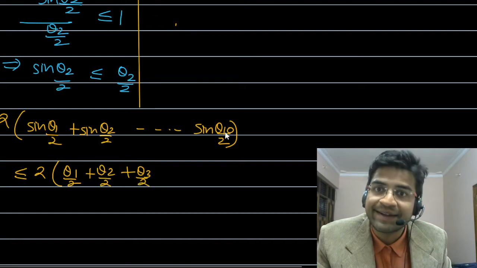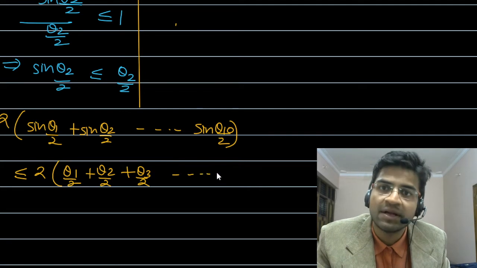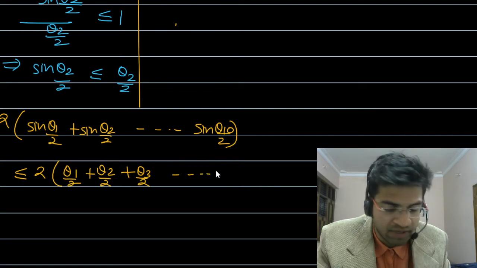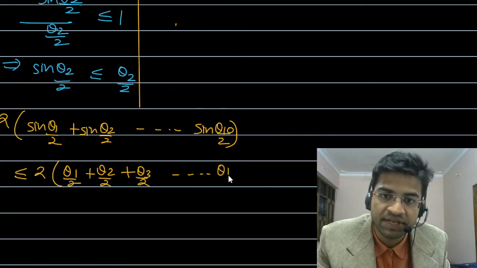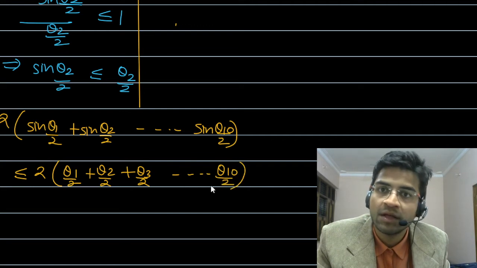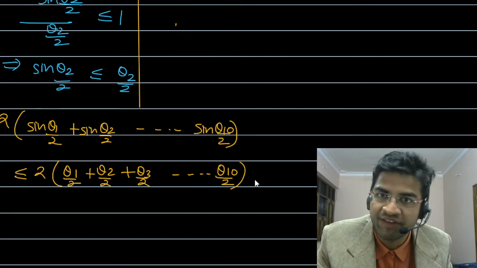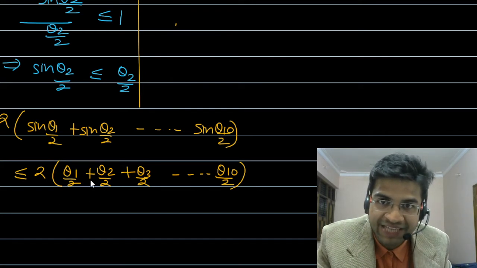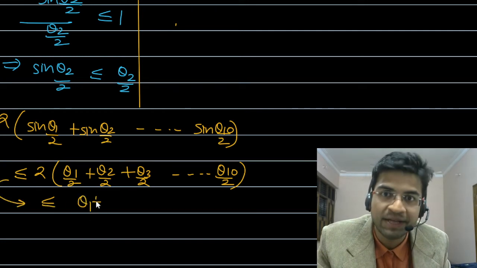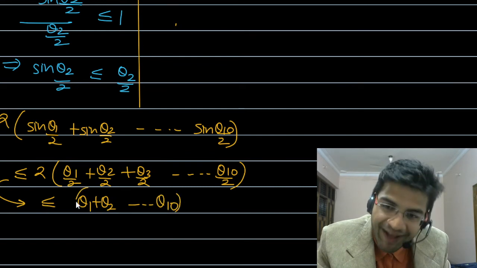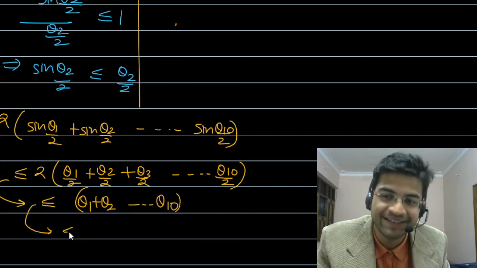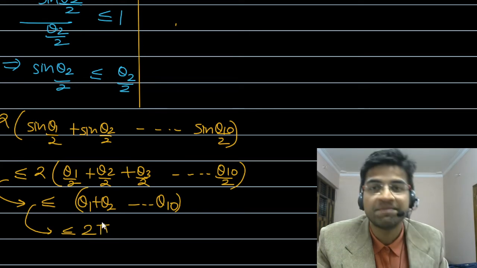And for sine theta 10 by 2, the maximum value will be theta 10 by 2. The 2 in the numerator will eliminate the 2 in the denominator. It is the same for everyone, right? So this expression will become theta 1 plus theta 2 till theta 10, which is nothing but 2 pi. So our statement P is correct.